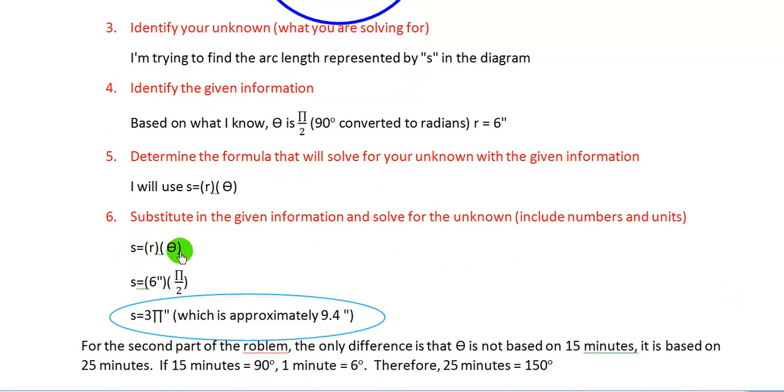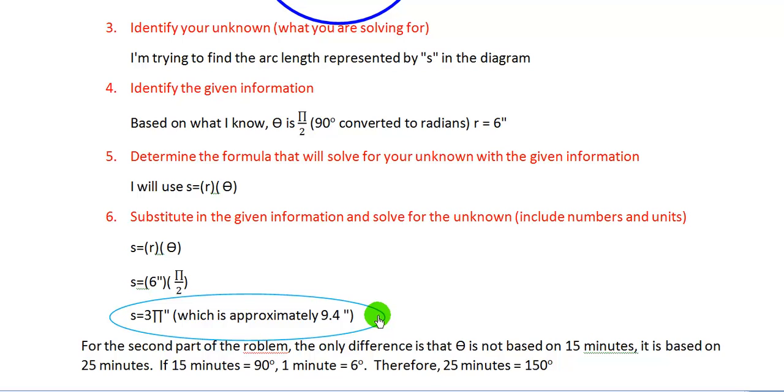S equals R times theta. S equals, after you substitute in the given information, 6 inches times pi over 2. S equals 3 pi, which is approximately 9.4, and then your units are inches. S equals 3 pi inches, which is approximately 9.4 inches. Remember, when you're working with radians, you don't include the units. It's understood that you don't write down the units radians. You would write it down if it was degrees, but you don't write down radians.